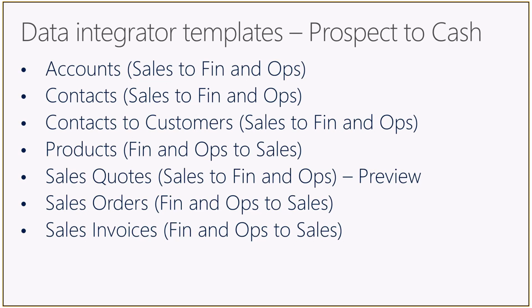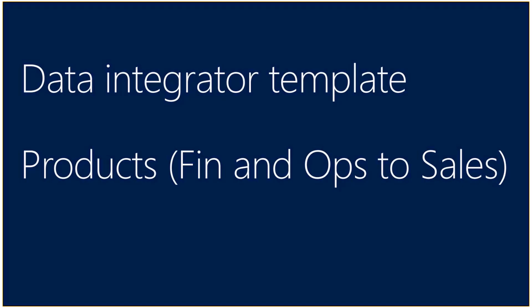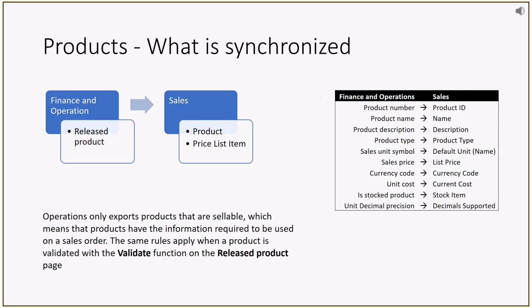I have an example where we'll dive a little bit into details about what's going on with the product synchronization here when we move from finance and operations to sales. So, what do we actually synchronize? We synchronize from finance and operations the release product. We move that to sales into the product, and we also generate a price list item.